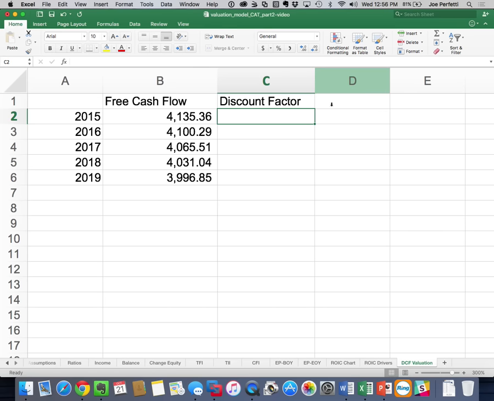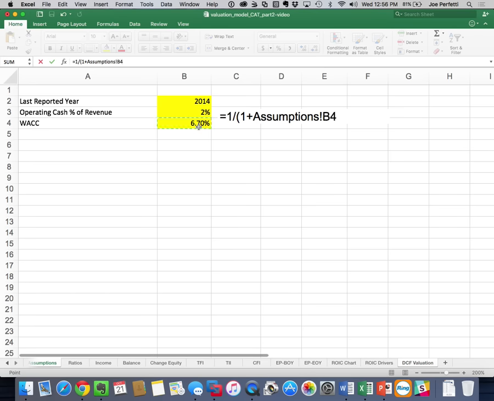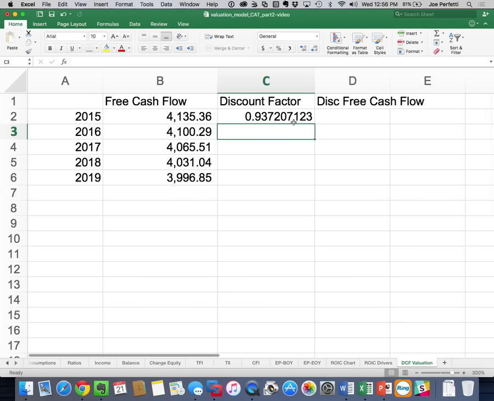And my free cash flow times the discount factor equals my discounted free cash flow. So the discount factor is 1 divided by (1 plus r) to the n, or t, based on the number of periods. R is the cost of capital, so off the assumptions, the WACC. That's 1 divided by 1 plus r. Again, I'll shrink this down to 4 decimal places, make it a little bit easier to see.